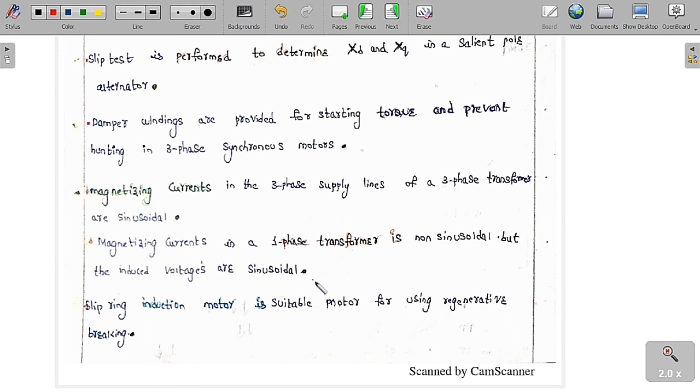In a single-phase transformer, basically, the B-H curve is non-linear. So the magnetizing current is non-sinusoidal. Then definitely we are going to get the flux as sinusoidal. Or simply we can say with Im as a peaked waveform, we are going to get the flux as sinusoidal. If the flux is sinusoidal, definitely we are going to get the induced voltage also sinusoidal. Whereas the magnetizing currents in the three-phase supply lines of a three-phase transformer are purely sinusoidal.